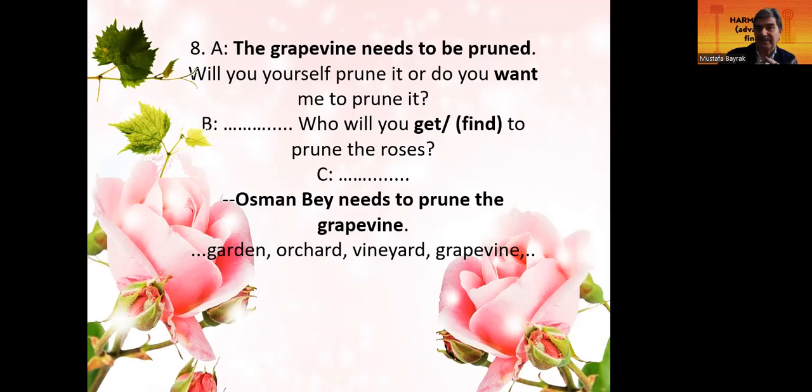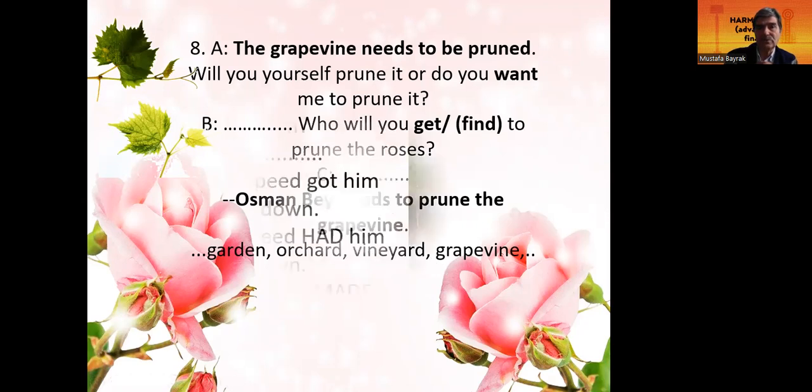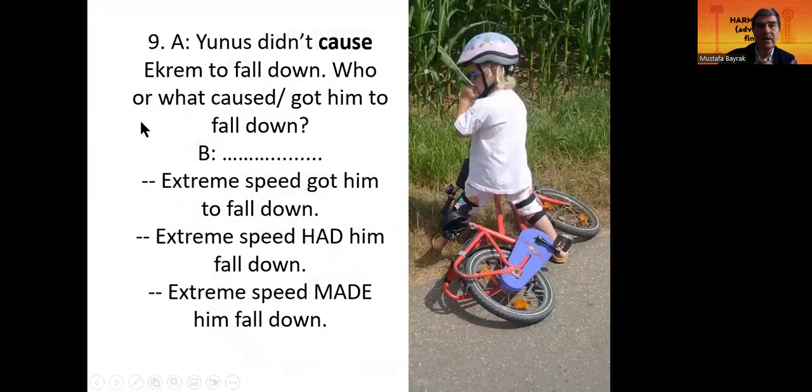Who will you get? Do you see, who will you find? Who will you get to prune the roses? I will get Ahmet Bey to prune the roses. Osman Bey needs to prune the grapevine. Yes, garden, orchard, vineyard, grapevine. These are necessary words. Okay, 9.